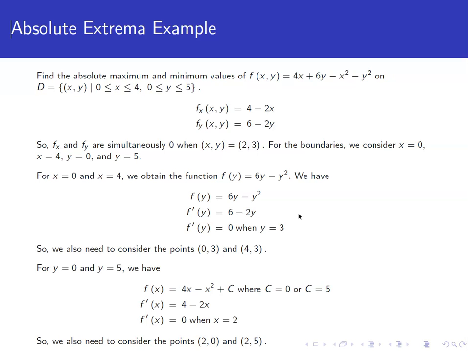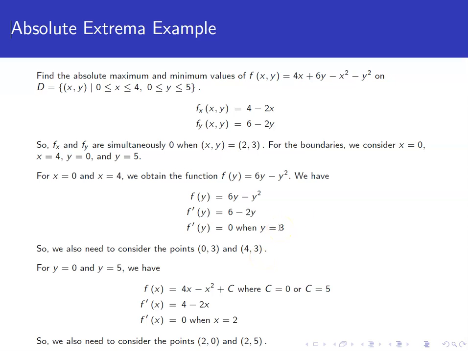So now we need to consider the boundaries. We have 4 boundaries to consider: x equal to 0, x equal to 4, y equal to 0, and y equal to 5. Whenever x is equal to 0 and whenever x is equal to 4, either way, the 4x minus x squared will cancel. So the only function we get is 6y minus y squared. Taking the derivative, we get 6 minus 2y, and that's equal to 0 when y is 3. So two more points that we'll need to consider are (0, 3) and (4, 3).